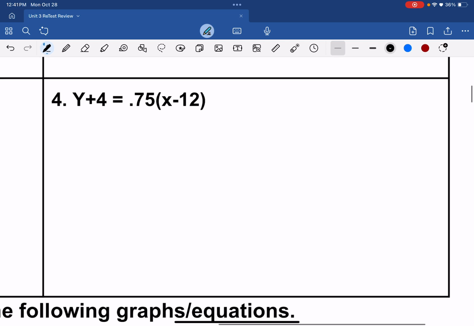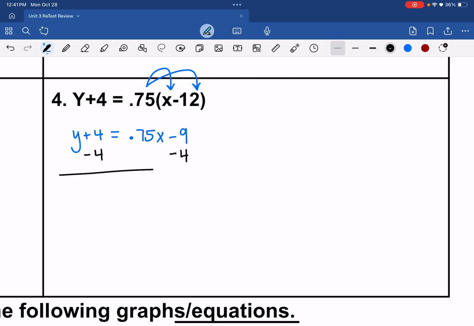Then last but not least, we have this point slope formula, which we should be very familiar with by now. In order to solve for y here, or to get it into slope intercept form, we have to distribute. So 0.75x, and then 0.75 times negative 12 is a negative 9. Bring down what I didn't use. And then in order to solve for y, I would subtract 4. So our equation is y equals 0.75x, and then negative 9 minus 4 is a negative 13. So our slope of this equation is 0.75.